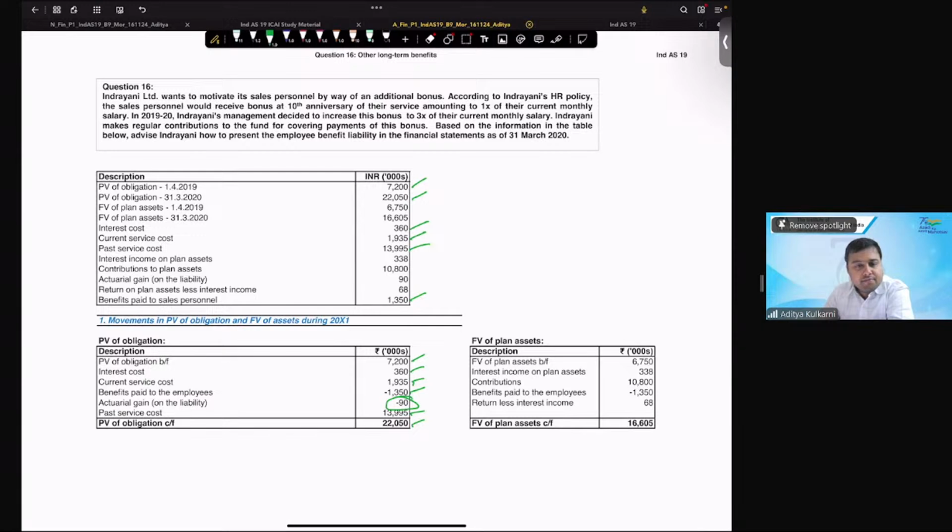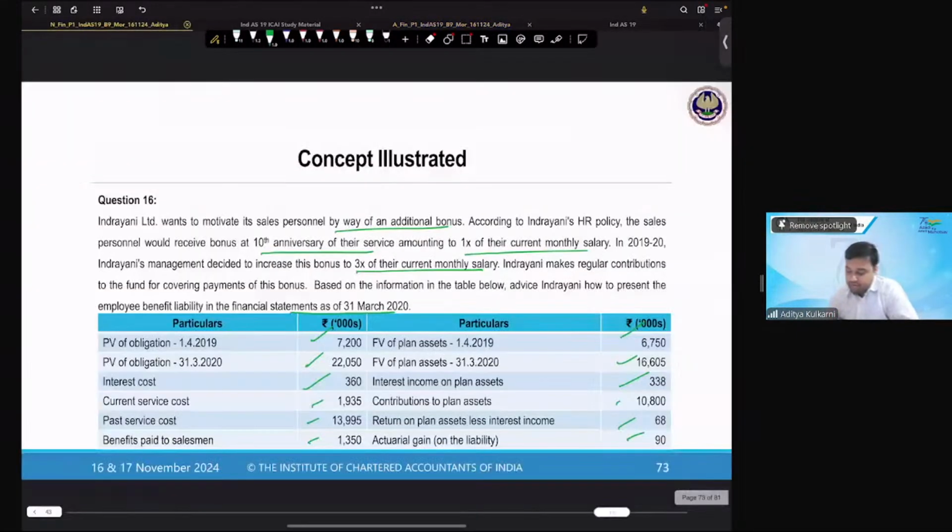Yes, sir. All right. Coming to the plan assets, opening value 6,750, closing value 16,605. Interest income on plan assets is given to us, yes, 338. Contributions 10,800. Actual gain is already given. Benefits paid to employees will come here also, 1,350, because that will go from the plan assets. And return less interest income, this is again due to actuarial assumption, so 68. So that takes care of that part.